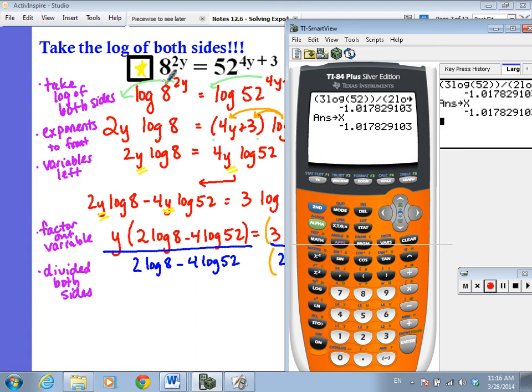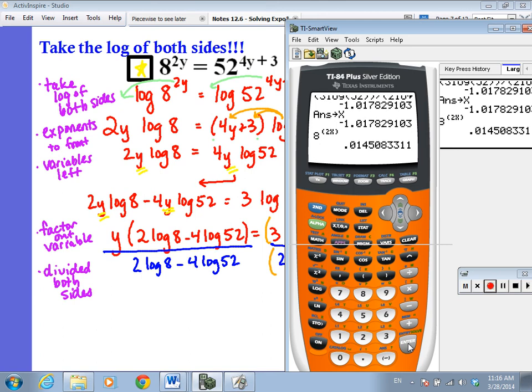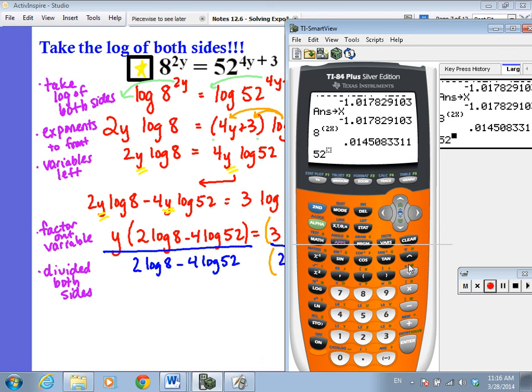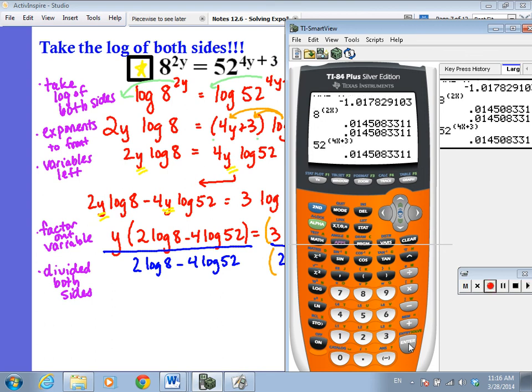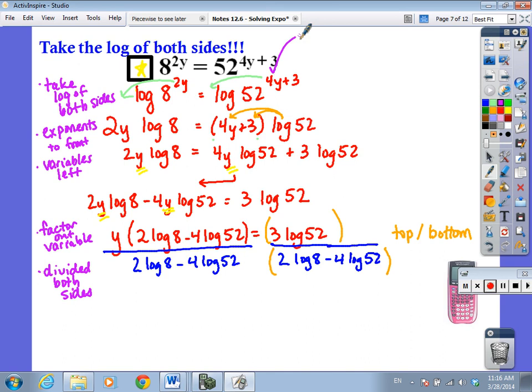My left side is 8 raised to the 2x in this case, and I got an answer. I don't care what that is. What I care is that the right side will equal the same thing. So my exponent of 4y plus 3 has to be up top. I'm using parentheses just to emphasize it, depending on which version of the calculator you have. If you see that these two things are the same, you know you have checked it, and life is good.